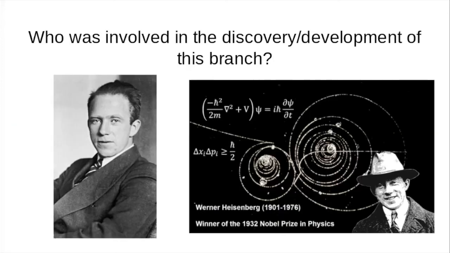Who was involved in the discovery and development of this branch? Werner Heisenberg, pictured below on the left, was born in 1901 and was a German theoretical physicist who was a pioneering figure of quantum theory and mechanics. He published his work in breakthrough scientific papers throughout his lifetime. He published his paper on the Heisenberg uncertainty principle to great acclaim, and he was awarded the 1932 Nobel Prize in Physics for the creation of quantum mechanics, the application of which has, inter alia, led to the discovery of the allotropic forms of hydrogen.